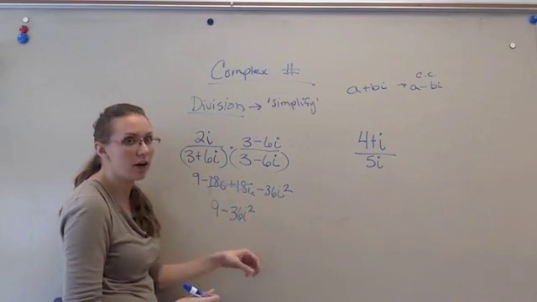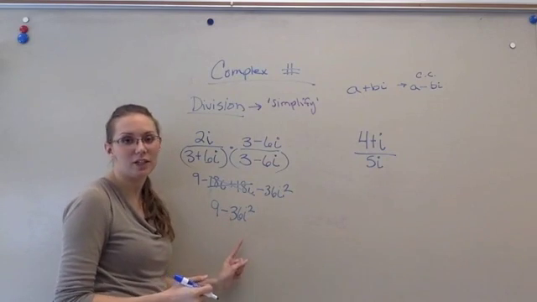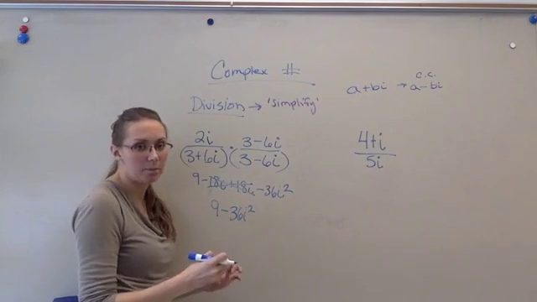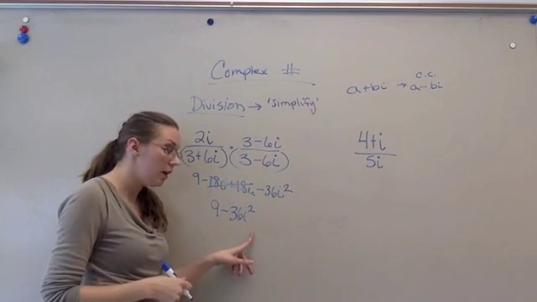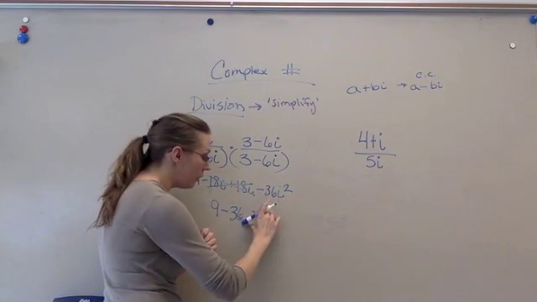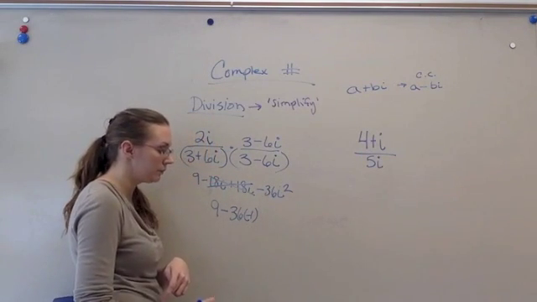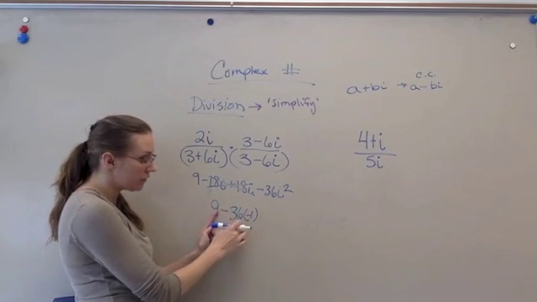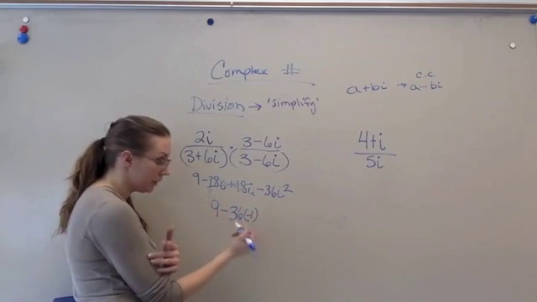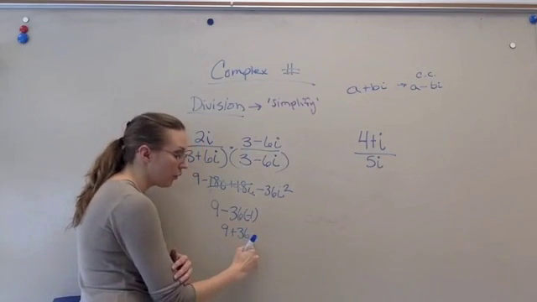Again, i squared, every time you should see that, it should ring a bell in your head. i squared is equivalent to -1. i is the square root of -1. i squared is just -1. We want the i to cancel out. So we have 36 times -1. This simplifies to -36, or -36 times -1 would be a +36. So we have 9 plus 36, which is 45.